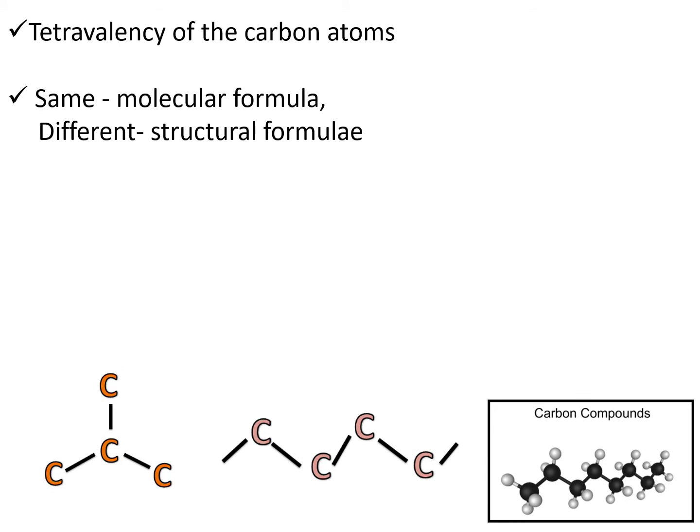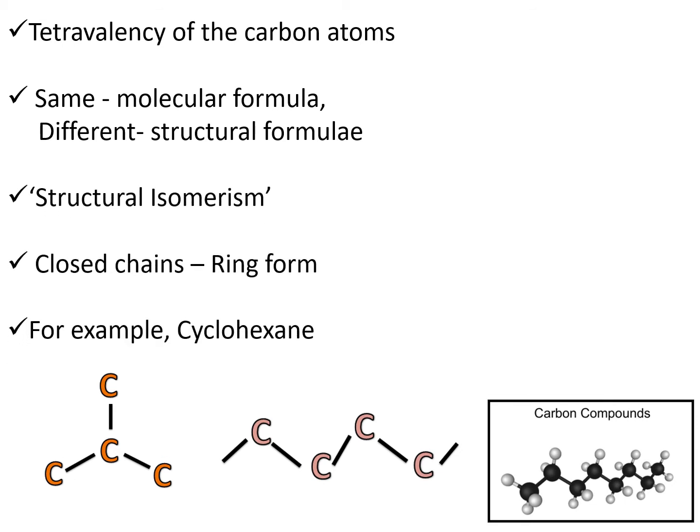Like here, if you see, the carbon representation is different. Such different compounds, where only the difference is in the structure but the molecular formula is the same, are called structural isomers. We also have a closed chain one.